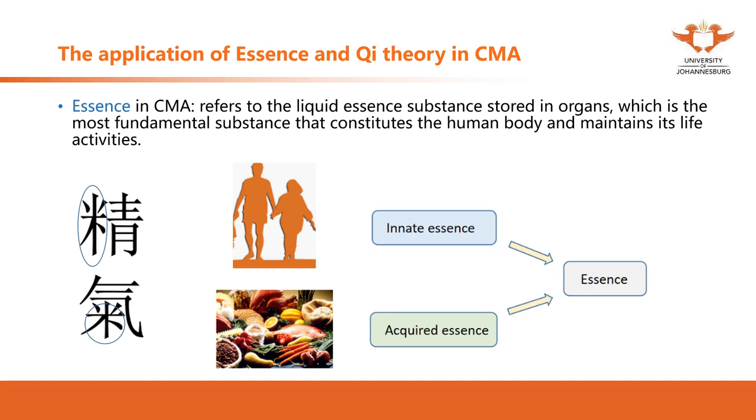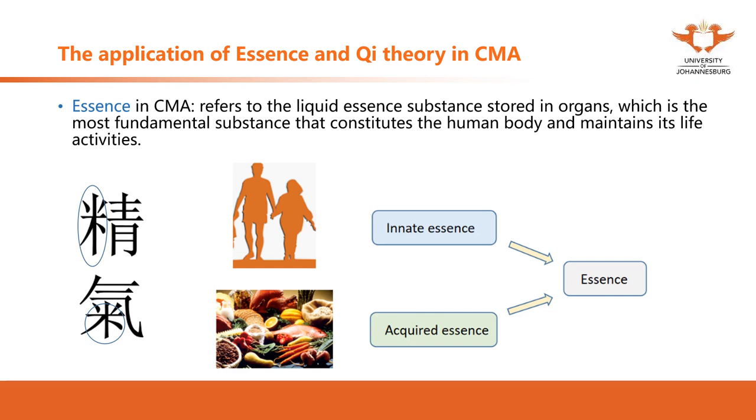So here, we're going to discuss what essence refers to in Chinese medicine and acupuncture. Essence refers to the liquid essence substance stored in organs, which is the most fundamental substance that constitutes the human body and maintains its life activity. From the definition, we see essence in Chinese medicine, although we imported these theories from the philosophy field, we changed it a little bit.